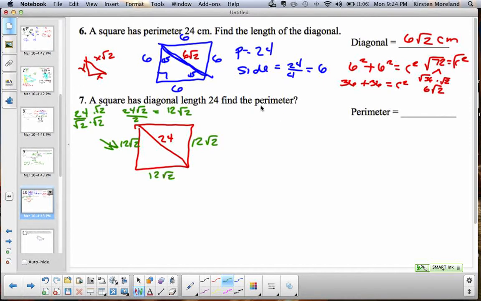So the question asked me, find the perimeter. So I'm going to take 12 square root of 2 plus 12 square root of 2 plus 12 square root of 2 plus 12 square root of 2 for a total of 48 square root of 2. Remember, when I'm adding, I just look to see if they're all the same on the inside of the radical, which they are. So I just add the numbers out front. So I just add 4 12s together, which gives me 48 square root of 2.